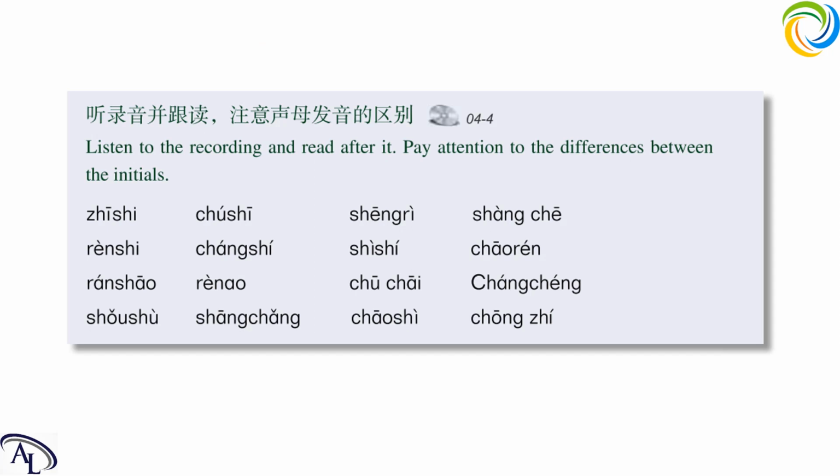Next, 长城. Next, 手术. Next, 商场. Next, 超市. Next, 充值. Okay, very good. Now let's move on.